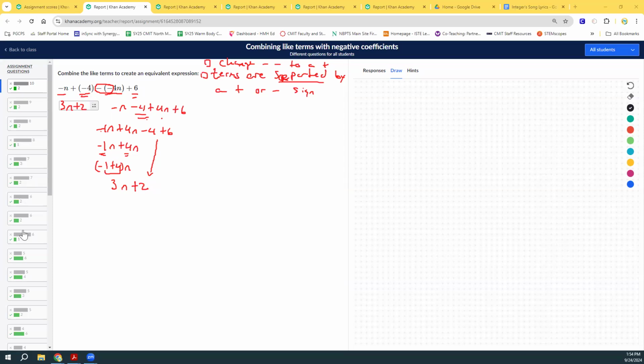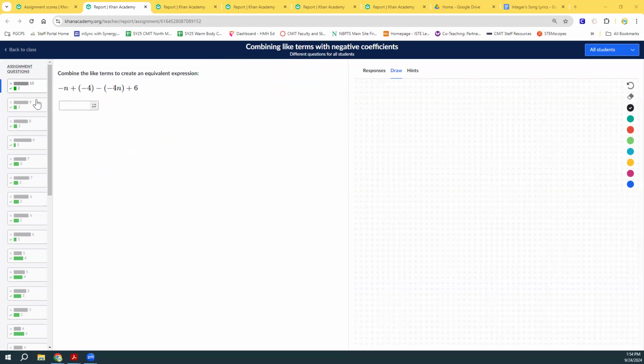You guys want to do one more? Do one more like that? Let's see. What was this one? Okay, so I'm going to look for my double negatives. I see a plus, minus, plus. Okay, no double negatives. I see my terms. I've got 4 terms. I've got -3n minus 6n. Okay, then I've got a -7 and a +1.